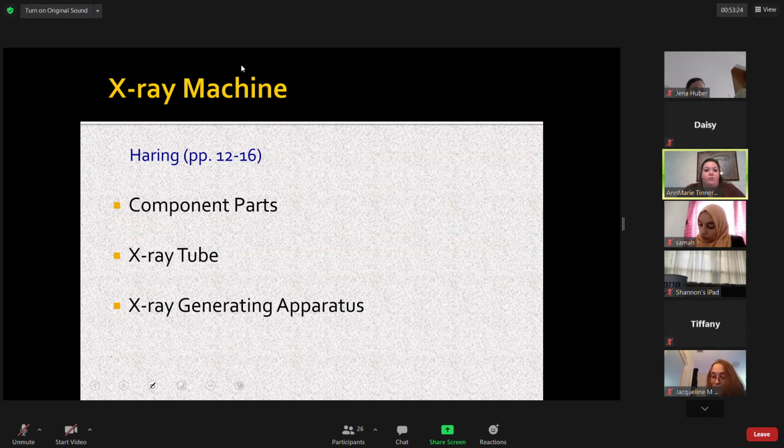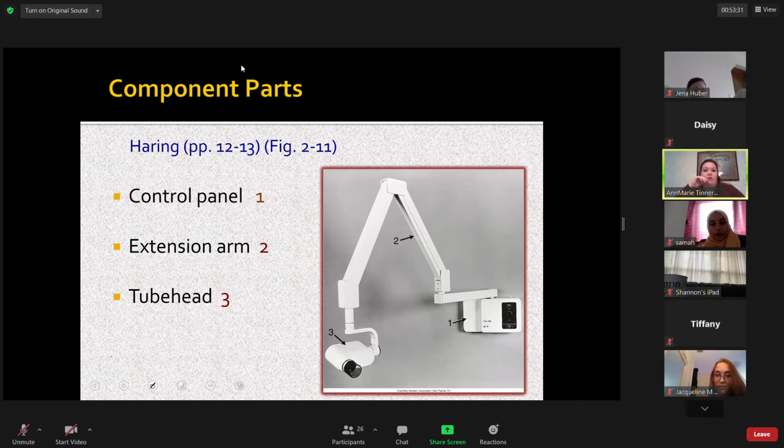A little more review is the X-ray machine. So we have the component parts: the X-ray tube, and then your X-ray generating apparatus. You guys already know about your component parts, which is the control panel, which is what's on the wall. That houses the kVp, the mA, the exposure time, all of that different stuff, and that's also where you press the button to take the radiograph. Your extension arm is number 2. That just allows you to move the tube head. And then the tube head obviously is number 3, and that is where your PID is.